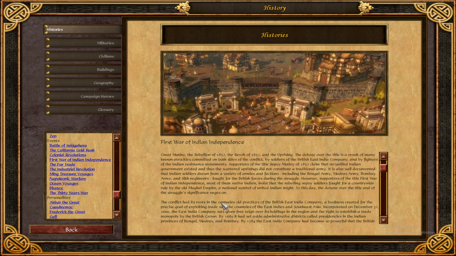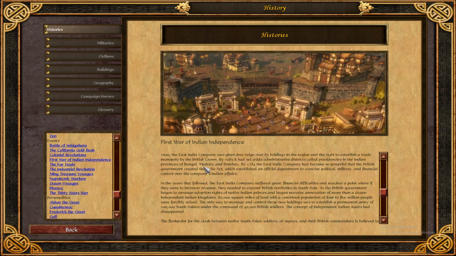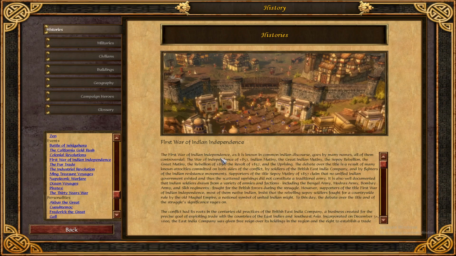Today we're moving on to the First War of Indian Independence, a long one-ish. It's not like Age of Empires 2 though. If you want to go have some long ones, go over to the castle section of AOE 2 history.